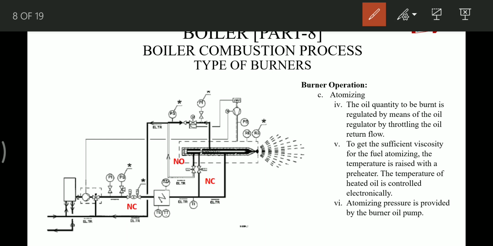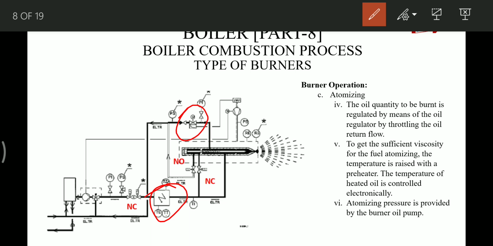The oil quantity to be burned is regulated by means of the oil regulator by throttling the oil return flow. This is the oil regulator. It controls the quantity of oil to be provided for the particular load. To get the sufficient viscosity for fuel atomizing, the temperature is raised with a preheater. The temperature of the heated oil is controlled electronically. So this is the heater. Its temperature is controlled electronically.